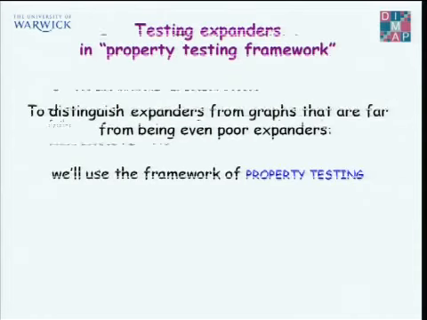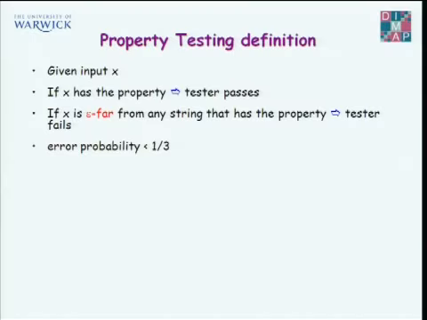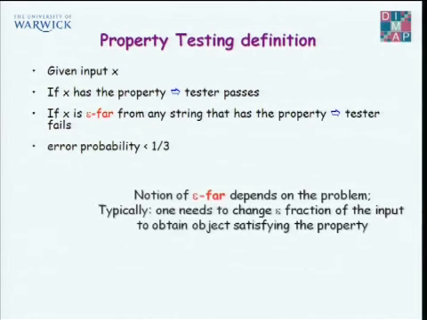We want to do this in the framework of property testing. In general, our task is as follows. We are given an input, in this case a graph. We would like to accept graphs which are expanders, and we would like to reject graphs which are epsilon far from expanders, in some specially defined notion of epsilon far, and we are allowed to err with some small probability. In general, the notion of being epsilon far depends on the problem at hand, so it is very problem specific. You'll see some definitions soon.